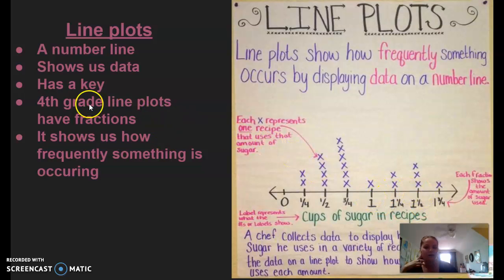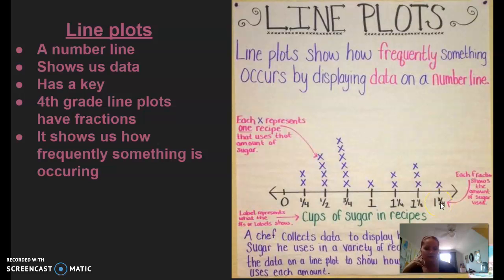Now, I told you over here that in 4th grade, line plots are just a tiny bit different. In 2nd grade, there's just whole numbers. But in 4th grade, we're starting to add fractions because you guys have been working on fractions so much, okay? And again, you can just see how frequently recipes are using these amounts of sugar in them. So that's kind of interesting, right?